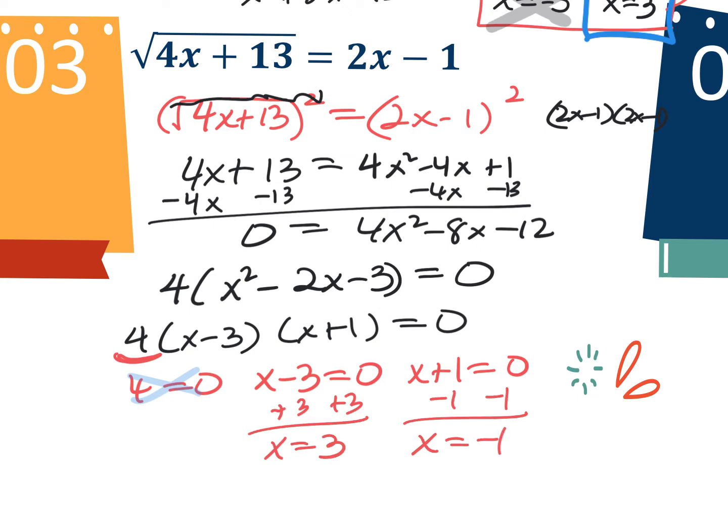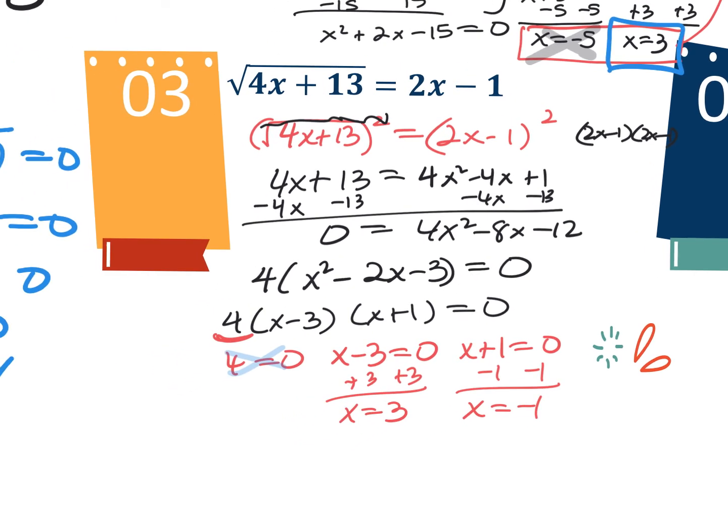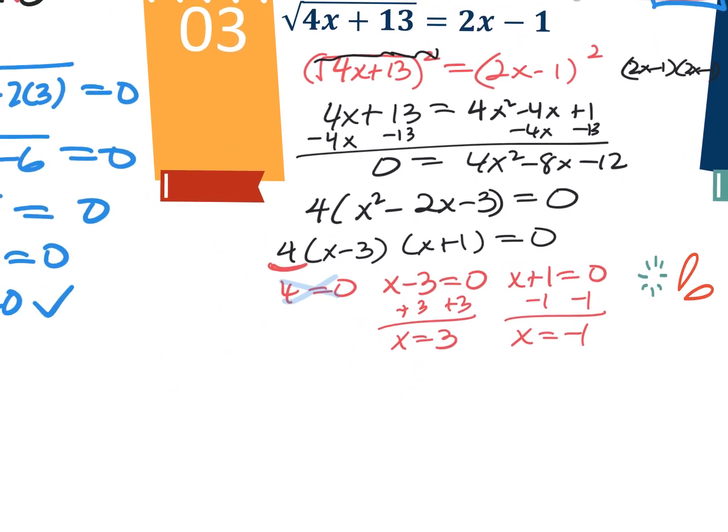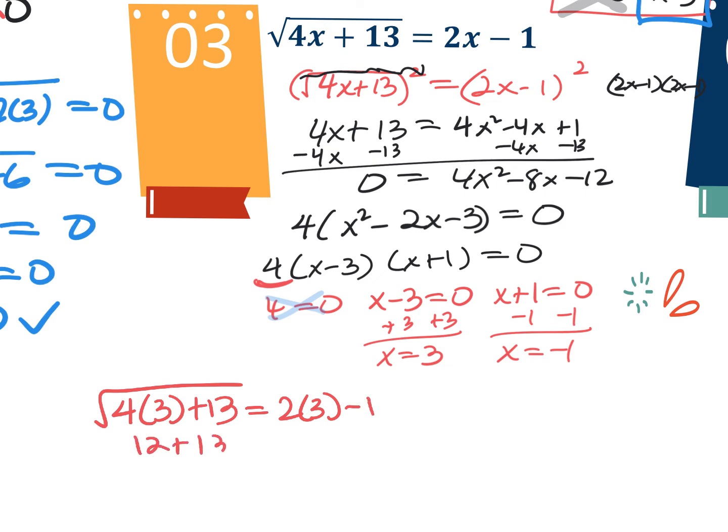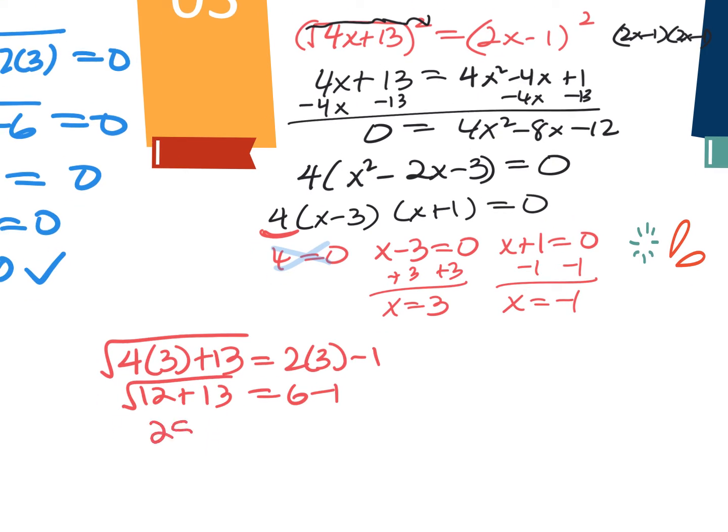I now need to do the check. I need to plug both of these in, so do two different problems. So my problem was the square root of 4x plus 13 equals 2x minus 1. So 4 times 3 plus 13 under the radical, I'm checking the first one first, equals 2 times 3 minus 1. 12 plus 13 equals 6 minus 1. 12 plus 13 is 25. Square root of 25 is 5. That one works. So this is a good answer.